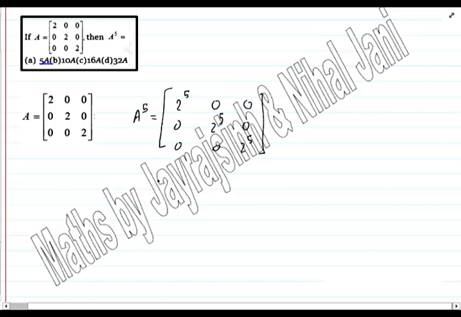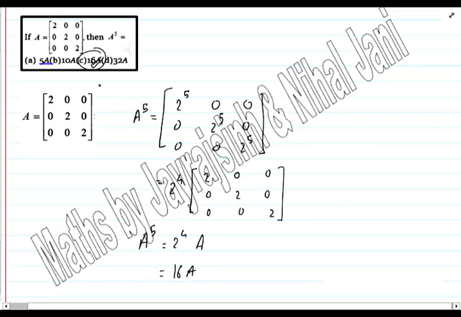Okay. Now here we have to find A raised to 5 in terms of A, right? So we should take 2 raised to 4 common. So here we can get 2 0 0, 0 2 0 and 0 0 2, right? So we get back our matrix A. Okay, so we can say A raised to 5 is 2 raised to 4 into A. So ta-da, 2 raised to 4 is 16A. Option C is your final answer.